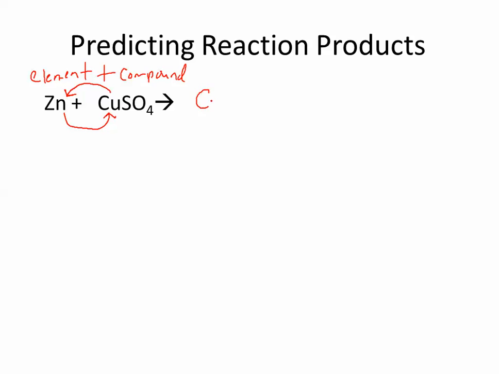So we'll get copper by itself plus zinc with sulfate. Zinc has the charge of +2, sulfate is -2. So here's the formula for zinc sulfate. And this is already balanced. With single replacement, if the element is a metal, it's going to replace the positive ion or metal in the compound. If it's a non-metal, it's going to replace the negative ion or non-metal in the compound.